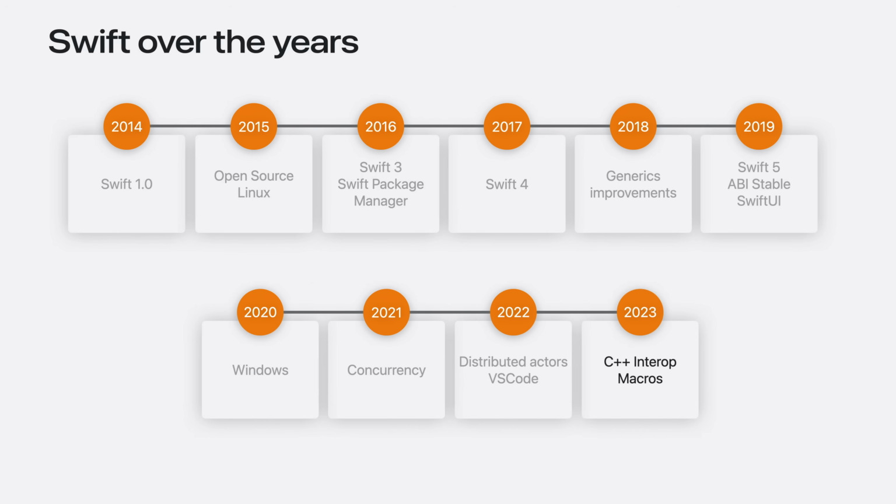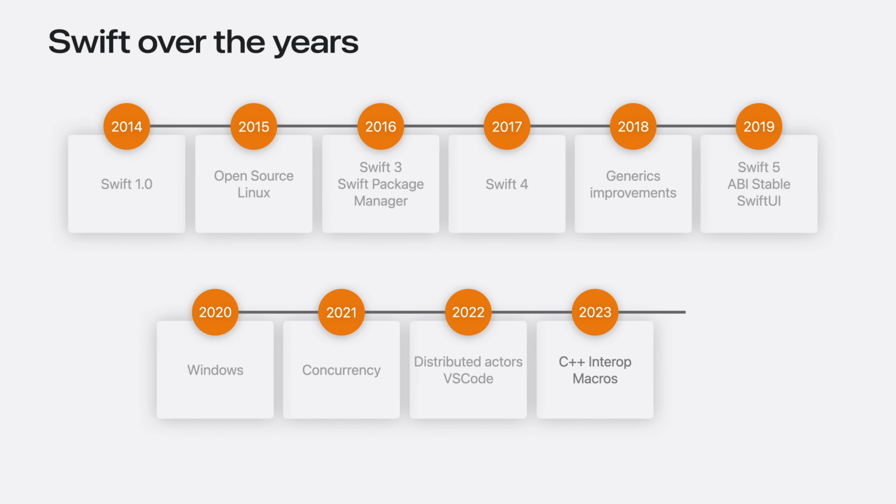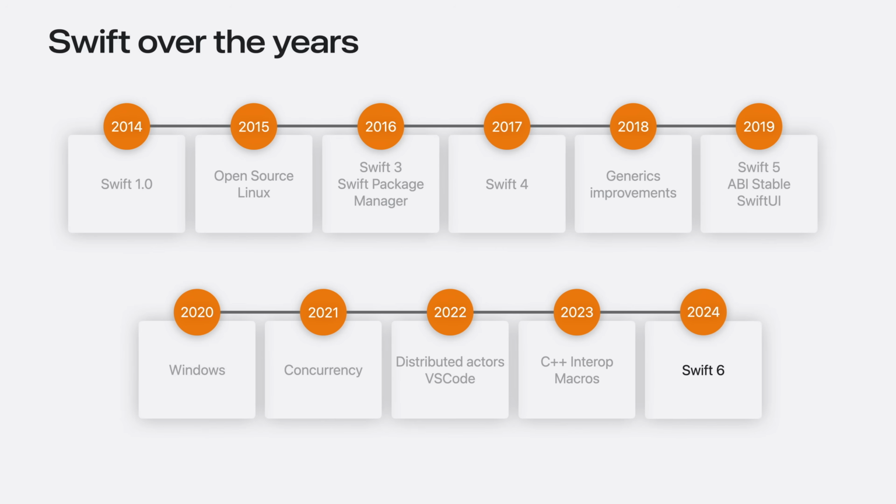Last year, we introduced bidirectional interoperability with C++. This made it easier to bring Swift's safety and expressivity to improve large, cross-platform C++ code bases. We also introduced macros, which helped reduce repetitive boilerplate and enabled a new generation of even more expressive APIs like SwiftData. That brings us to Swift 6.